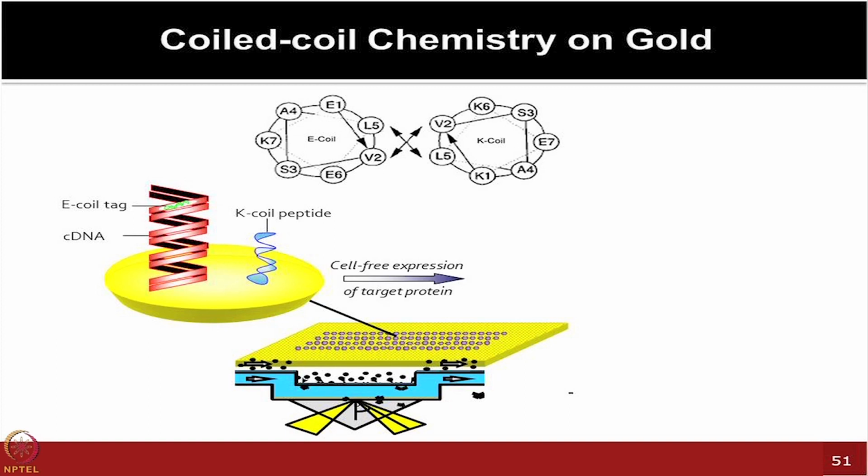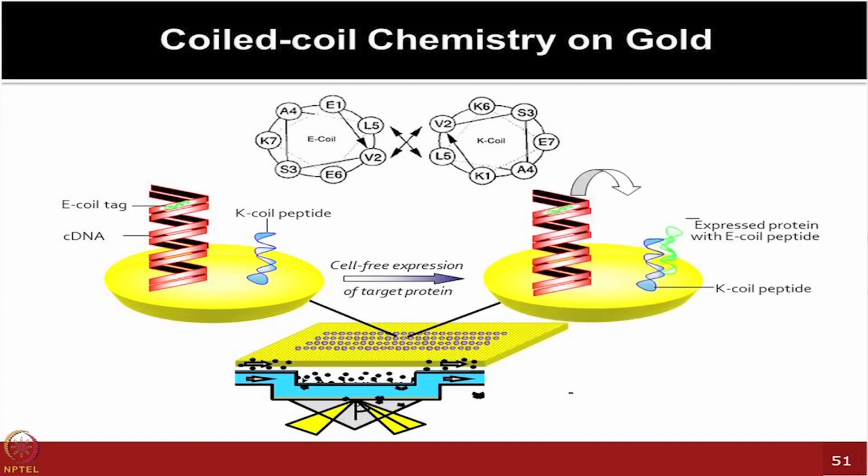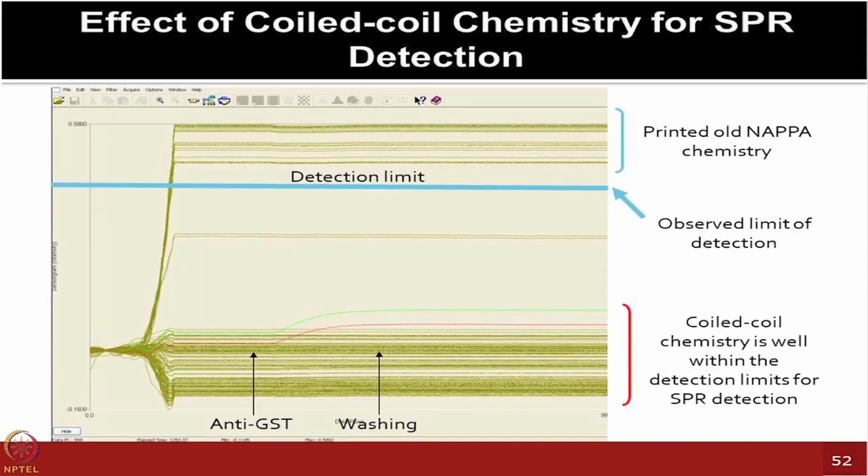So now if you add the cell-free expression system on the chip itself, and imagine everything now you are doing on the gold slide, whereas earlier you were doing it on the glass slide, but Napa chemistry is modified with the E coil and K coil peptides. So now the proteins are formed with the interaction of E coil and K coil peptides, the heterodimers are formed, and you will have a tight interaction. You can see these proteins synthesized on the chip surface, which can then be detected and used for further interaction studies. So the baseline which was seen earlier is now much lower with the new chemistry, right?